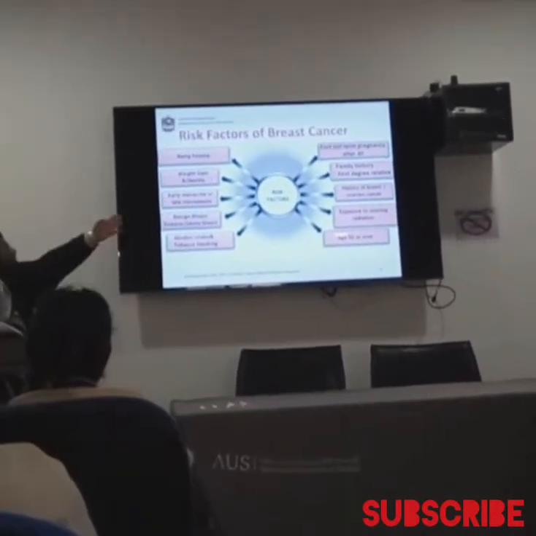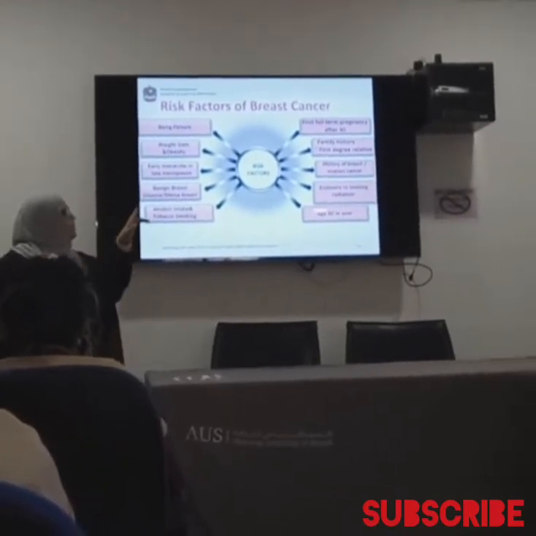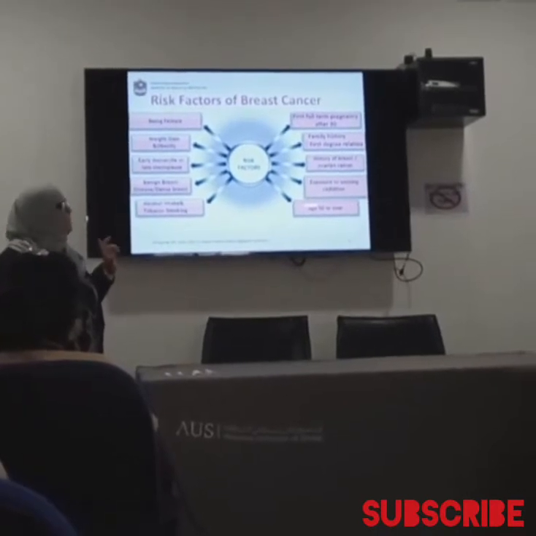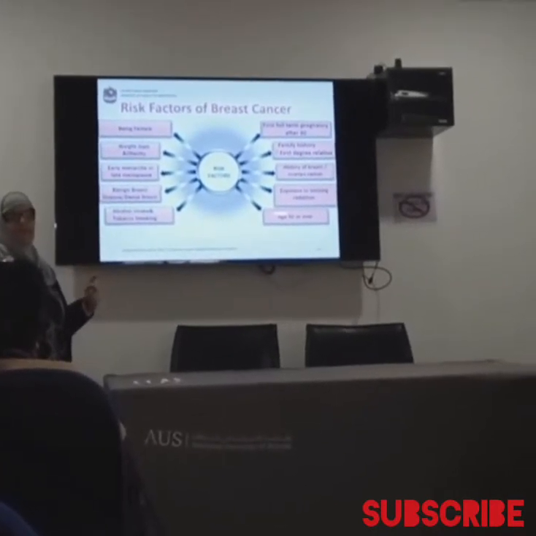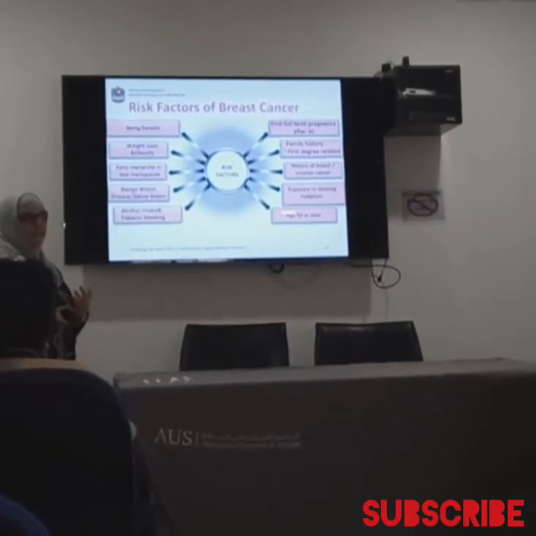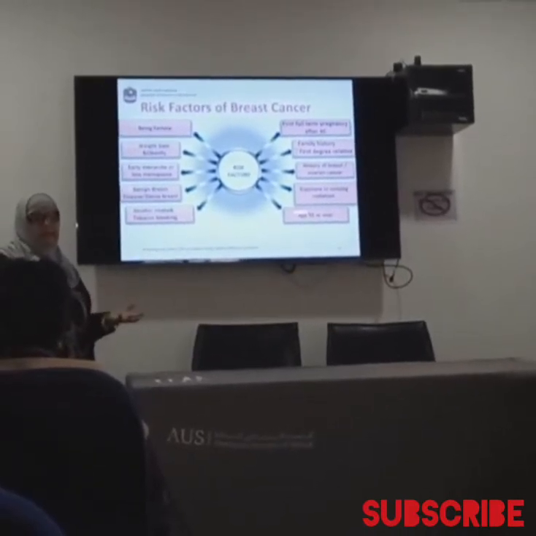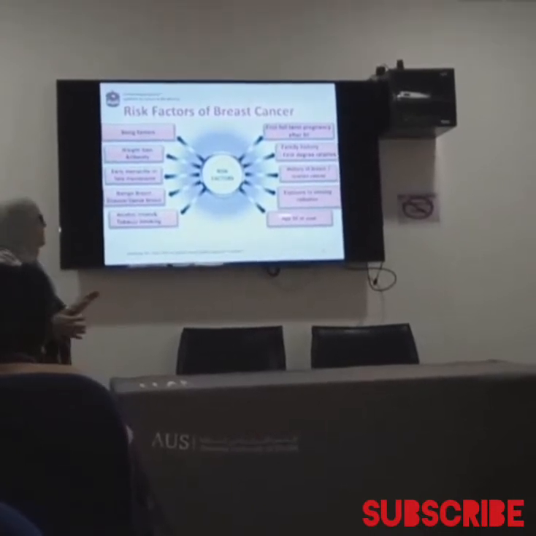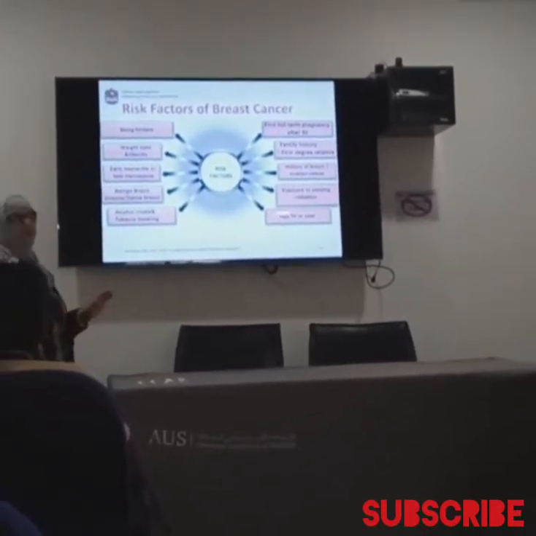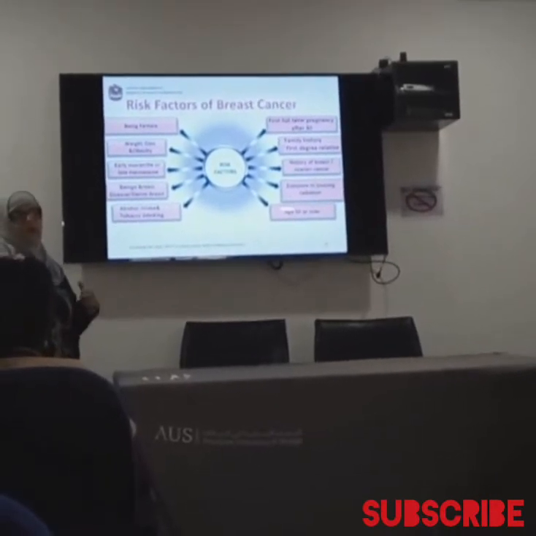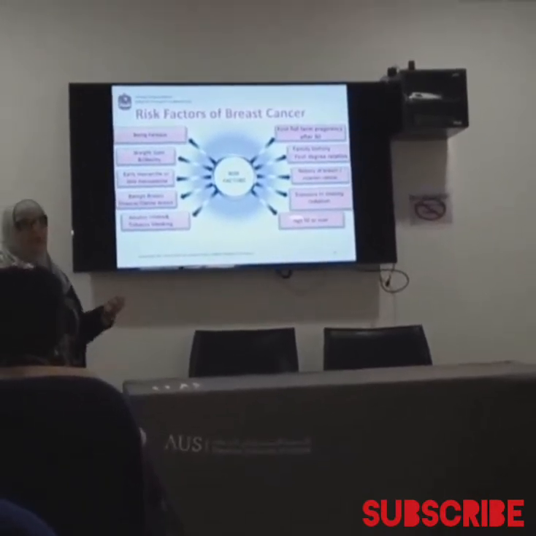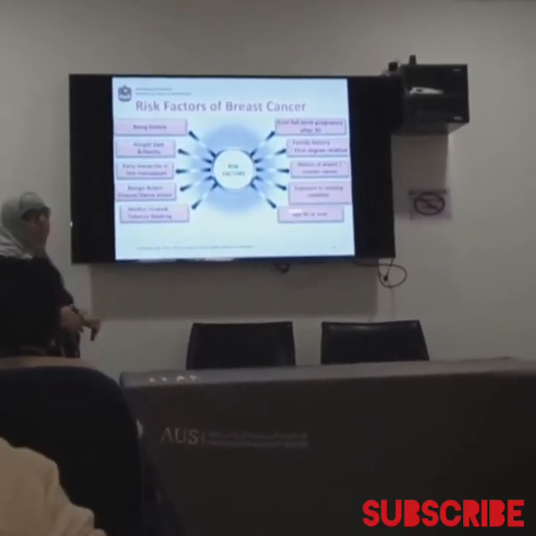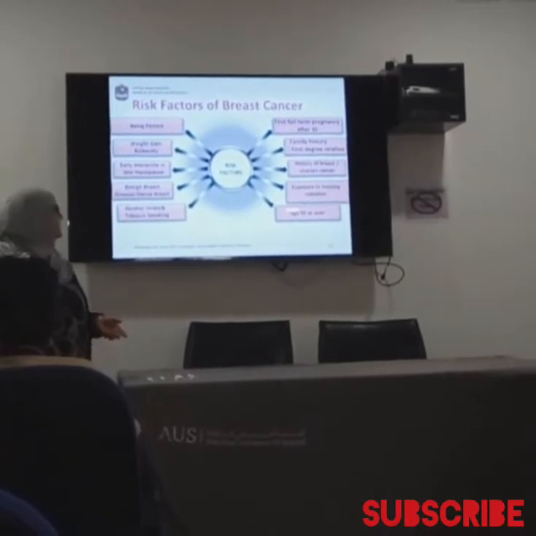On the other side, a female who has her first full-term pregnancy after 30. Family history, especially a first-degree relative: if your mother or sister had breast cancer, this puts you more at risk of having breast cancer. History of breast or ovarian cancer: if before you were affected with breast cancer, ovarian cancer, or any other type of cancer, like colon cancer, this could put you more at risk of breast cancer.